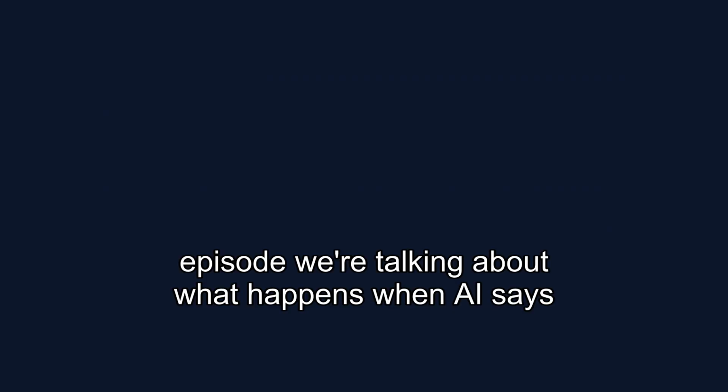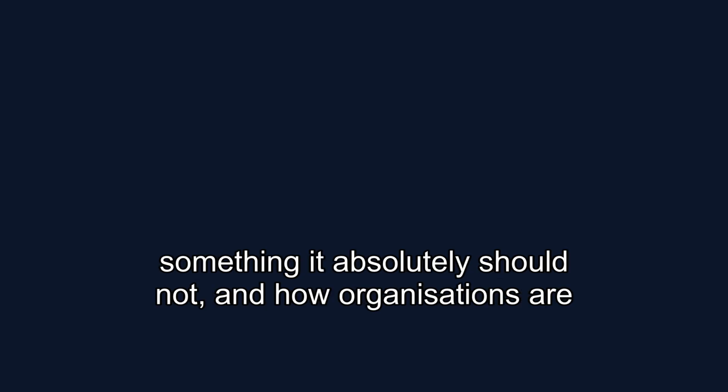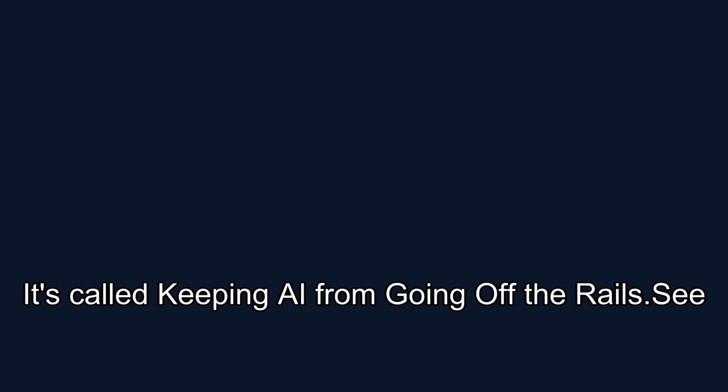Next episode. We're talking about what happens when AI says something it absolutely should not, and how organizations are trying to stop it before it becomes a headline. It's called Keeping AI from Going Off the Rails. See you then.